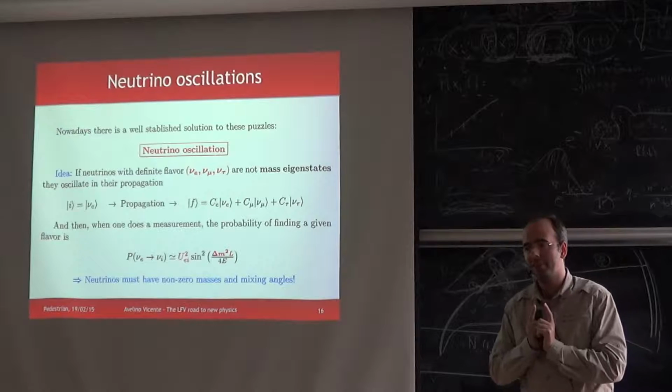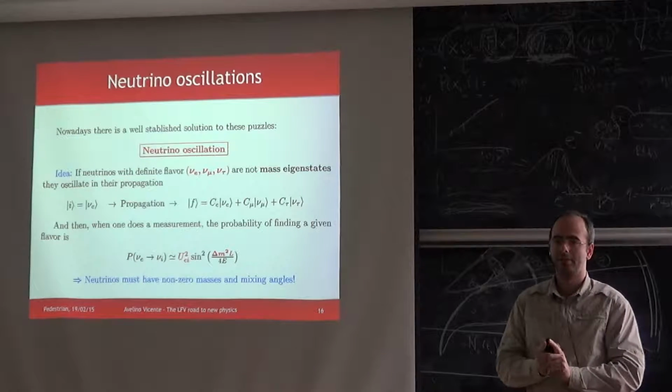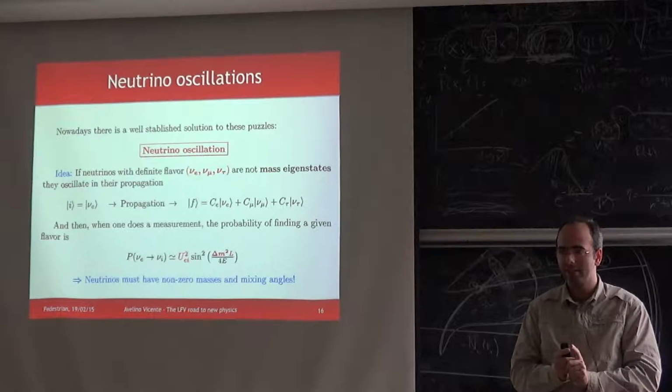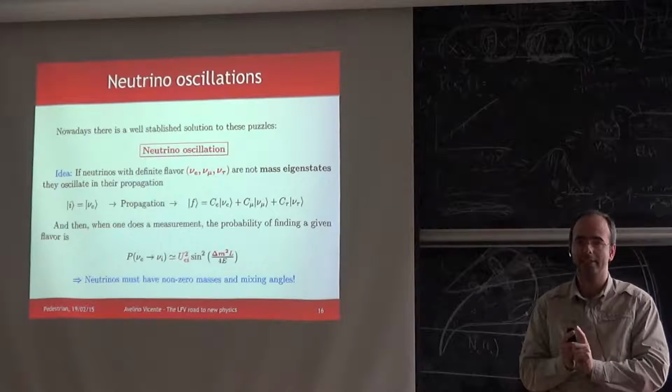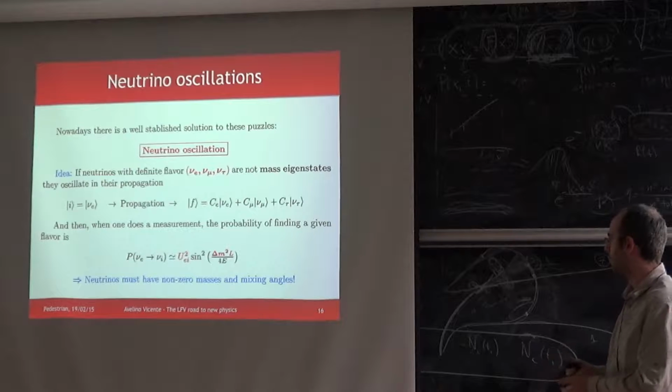But this has a very important implication. For this process to take place, you need neutrinos to be massive. And this is the key point. So when neutrino oscillation was finally established, we learned that neutrinos cannot be massless. They have to have a mass. And this is the main outcome of all this story.